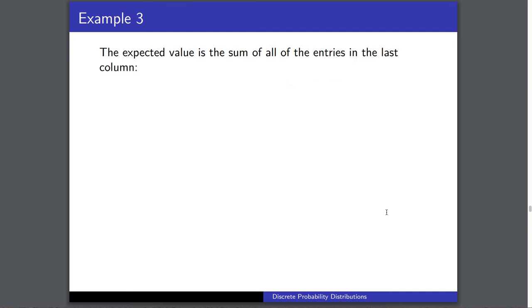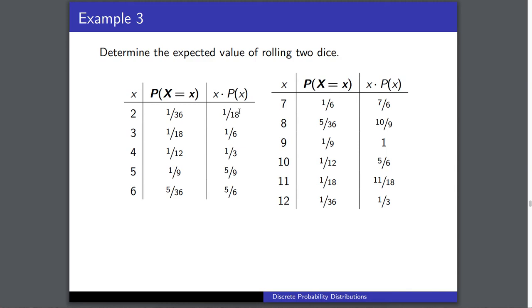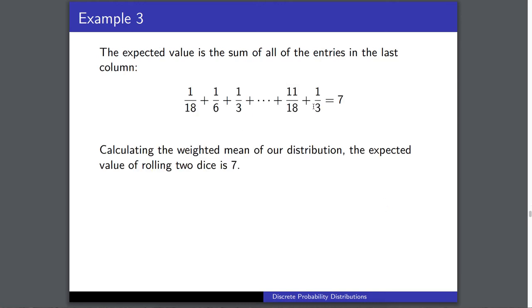So our expected value is going to be the sum of all the entries in the last column. So 1/18th plus 1/6 plus 1/3 plus 5/9, all the way up to and including this last 1/3 here. And when we add up all those values, we get 7. So our expected value for rolling 2 dice is a 7.